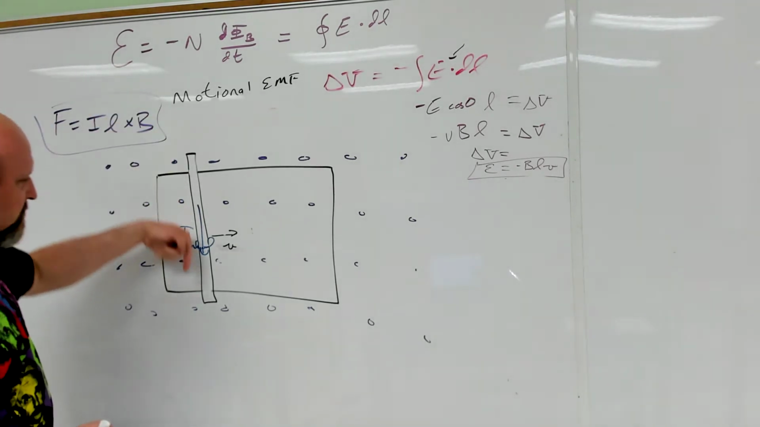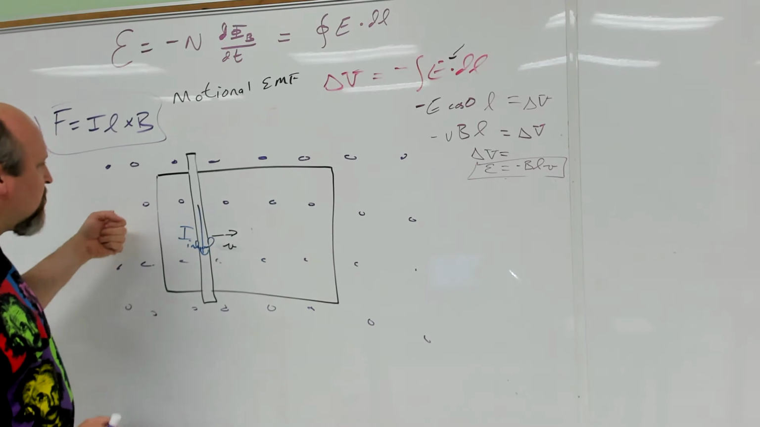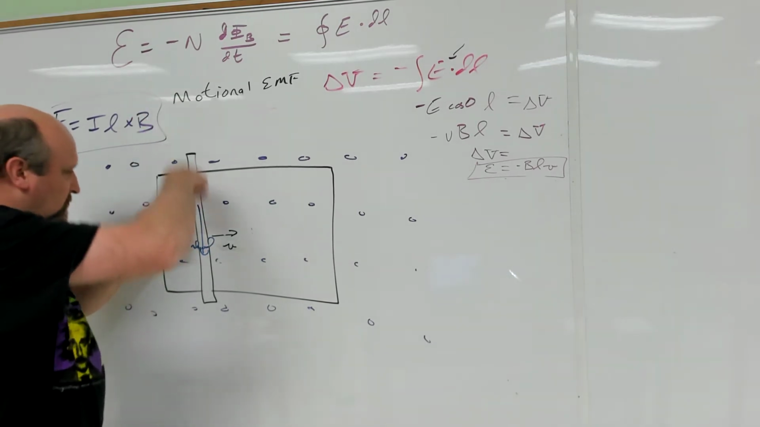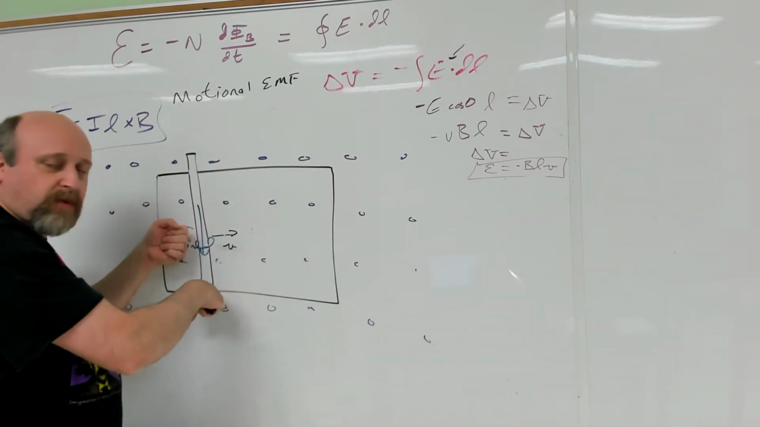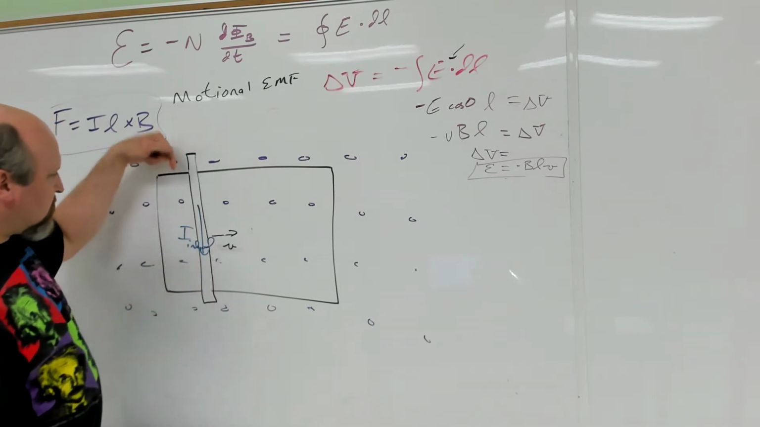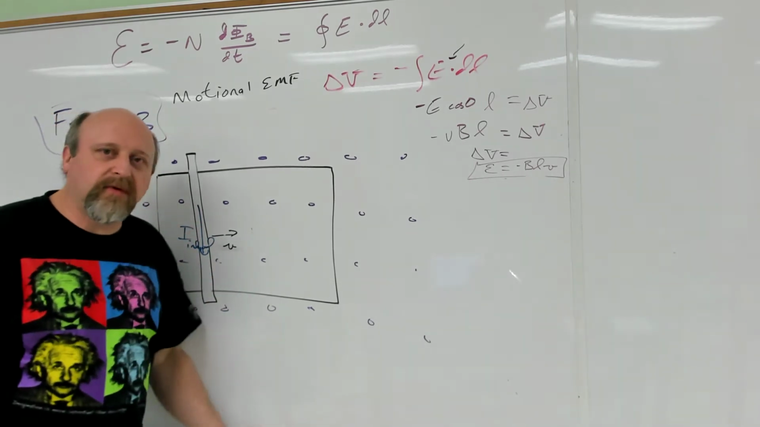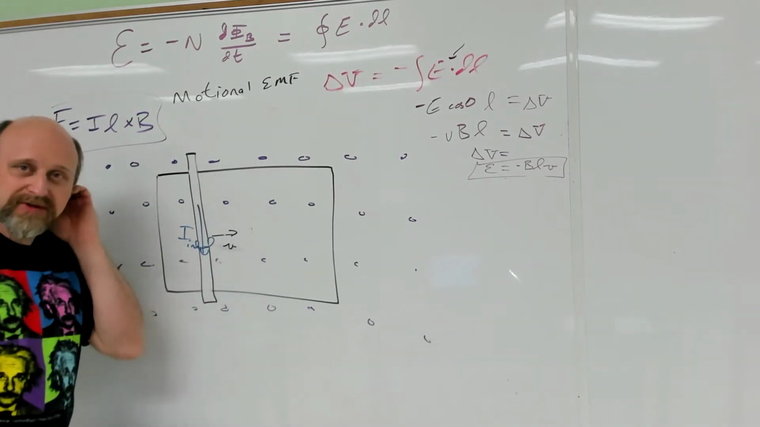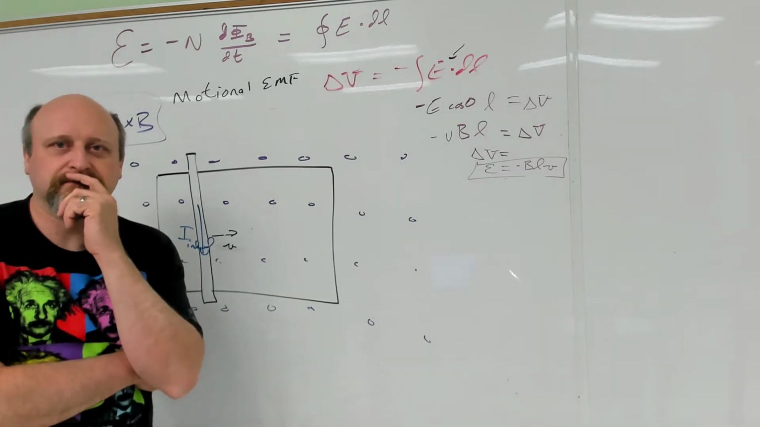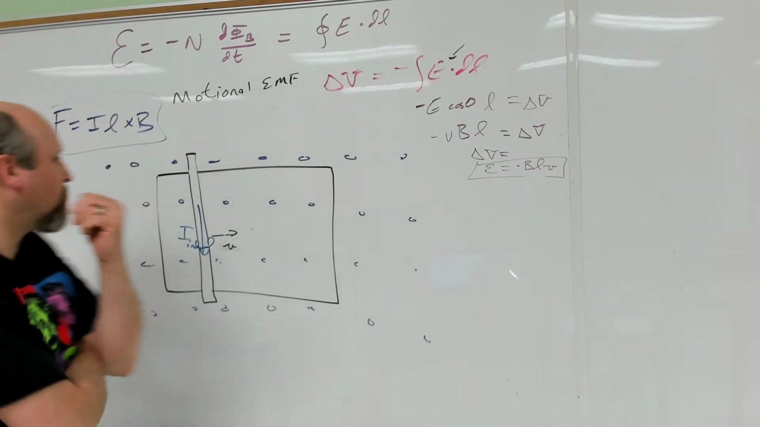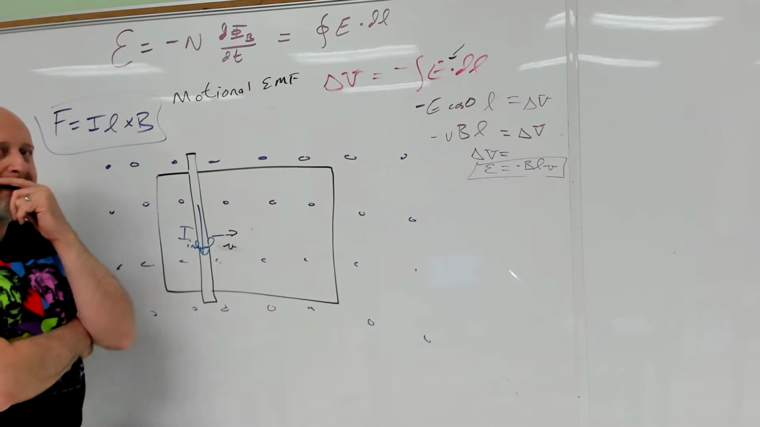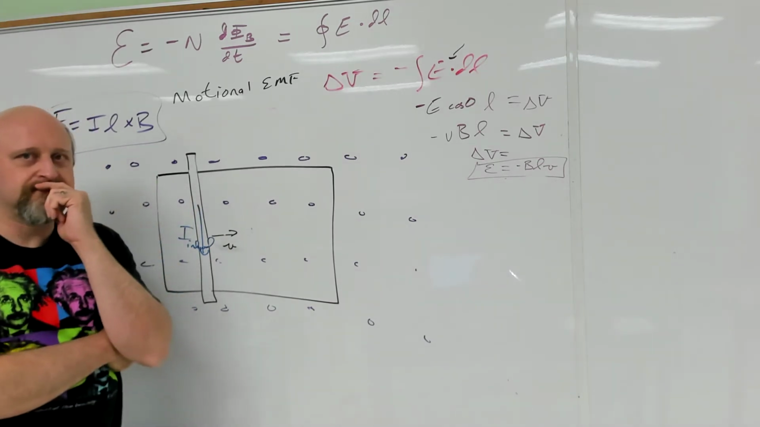This is my induced current that way. As it goes across field lines, that current is now going across field lines this way. As the current goes this way, it's going to make a force. Which way is that force going to go, folks? Which way is the force on this bar from the magnetic field?